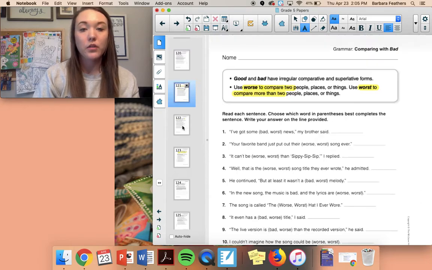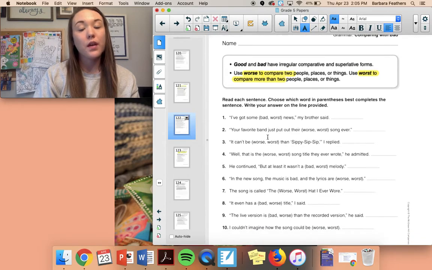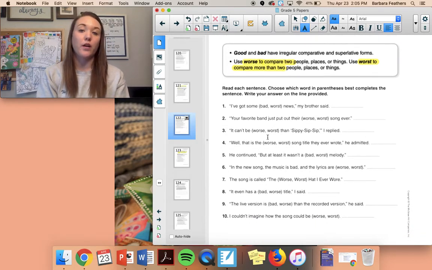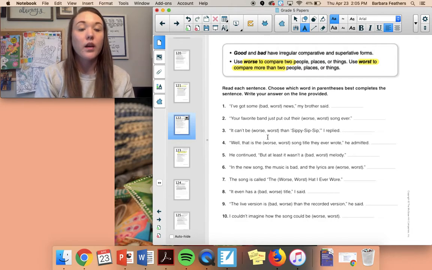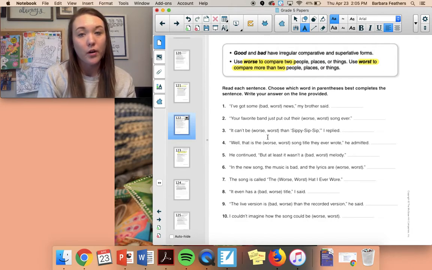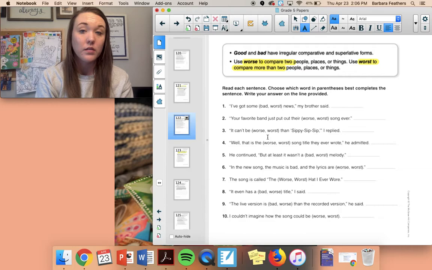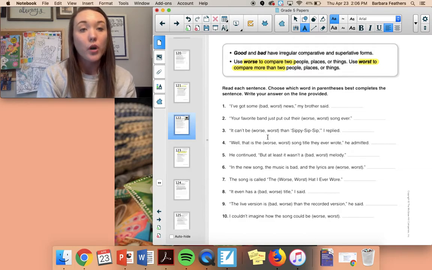The next page we're looking at is 122, and we're doing the same thing on this page except with the word bad. The comparative form of the word bad when I'm comparing two things is worse with an E at the end. The superlative form, or when I'm comparing three or more things, I use the word worst with a T at the end.